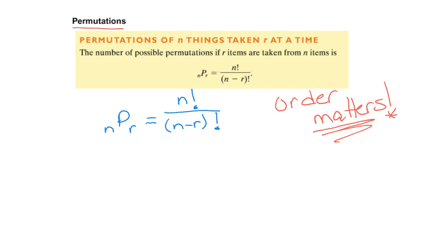All right, to find the permutation symbol on your calculator, what you need to do is type in your number first. Just write the instructions here.